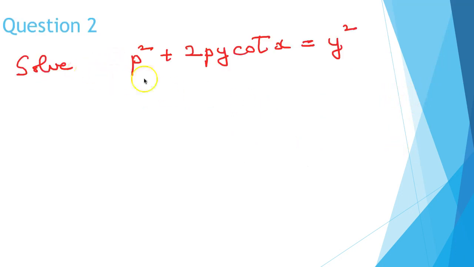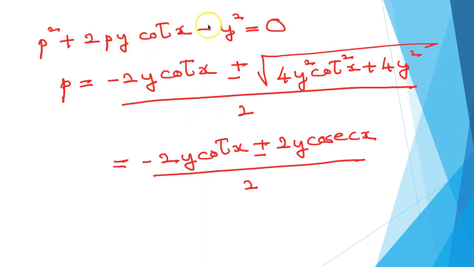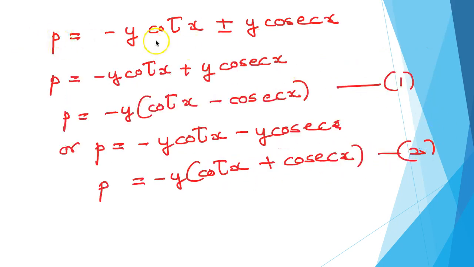Coming to question 2, solve p squared plus 2py cot x equal to y squared. Before substituting, we solve for p using the formula: minus b, that is minus 2y cot x, plus or minus the square root of b squared, which is 4y squared cot squared x plus 4y squared, by 2a. A is 1. So you get minus 2y cot x plus or minus, if I take out 4y squared from the square root, 2y times root of cot squared x plus 1, which is cosec squared x. So root cosec squared x is cosec x. Dividing by 2, we get p equal to minus y cot x plus or minus y cosec x.